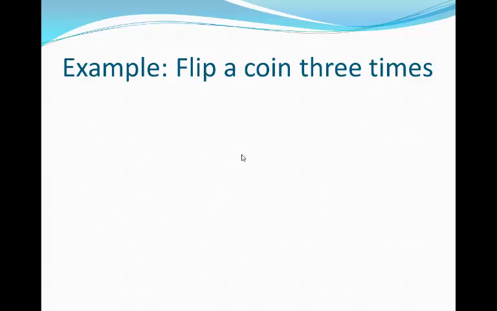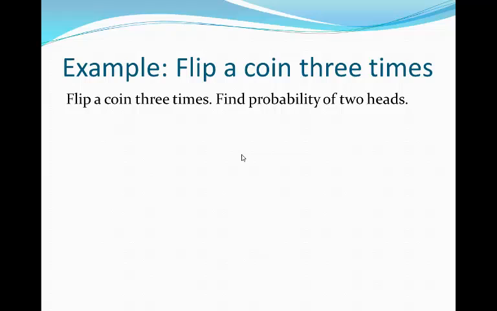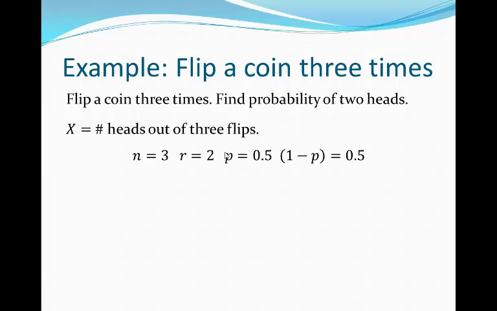All right, let's go back to our example of flipping a coin 3 times. Let's consider those 3 Bernoulli trials and ask what is the probability of getting exactly 2 heads out of the 3 flips. Well, we're going to let capital X be the number of heads in 3 flips. That's our random variable.